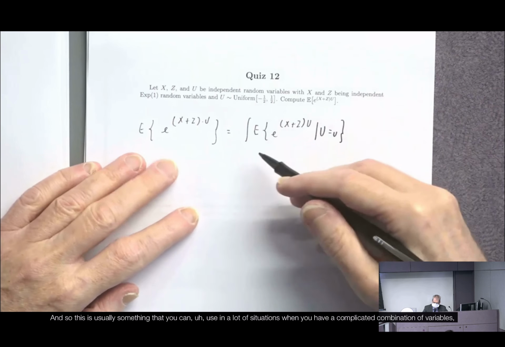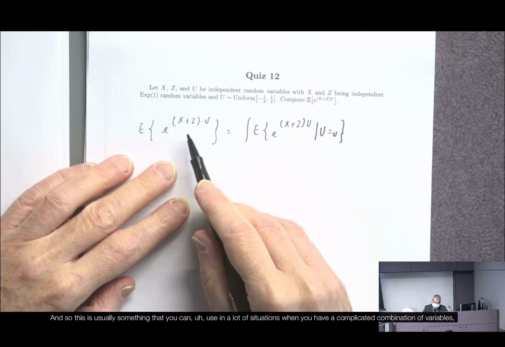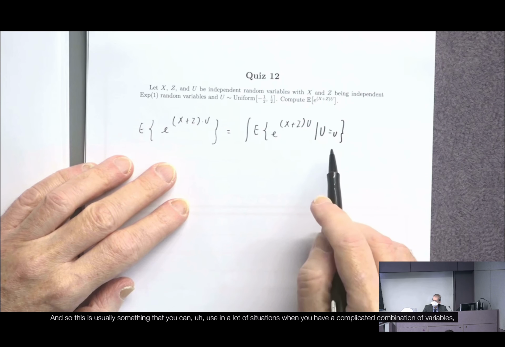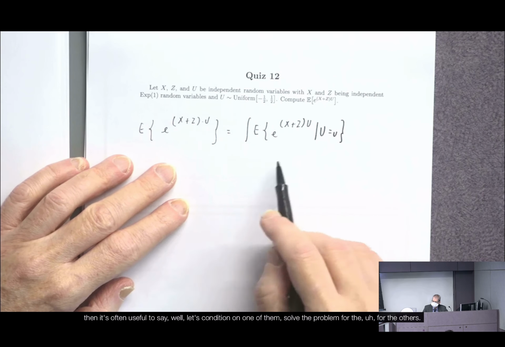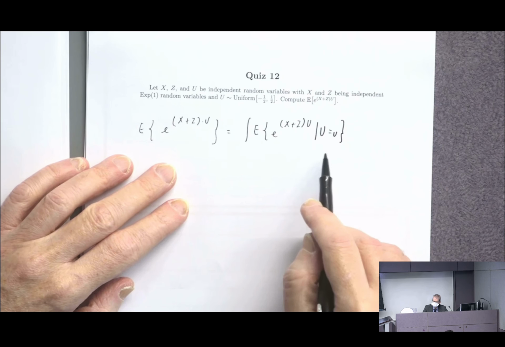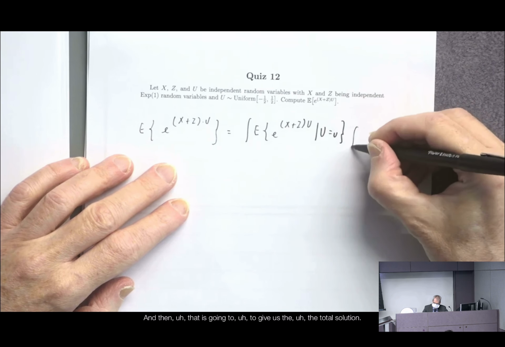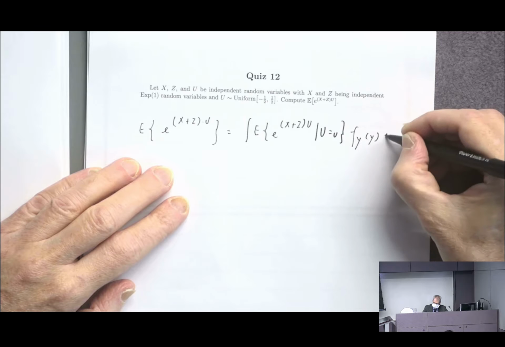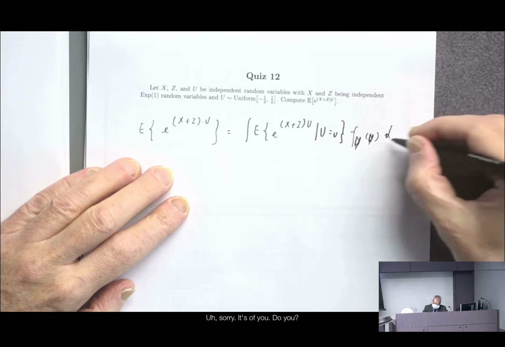And so this is usually something that you can use in a lot of situations. When you have a complicated combination of variables, then it's often useful to say, well, let's condition on one of them, solve the problem for the others, and then that is going to give us the total solution. Sorry, f of u du.